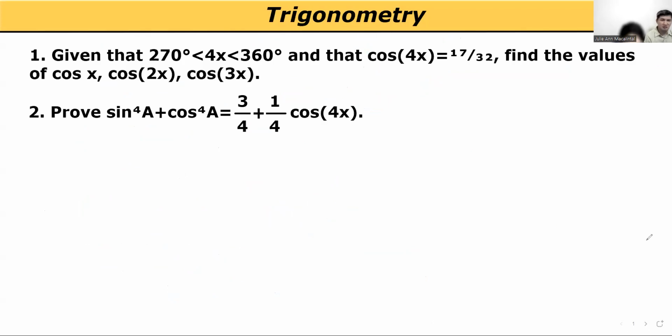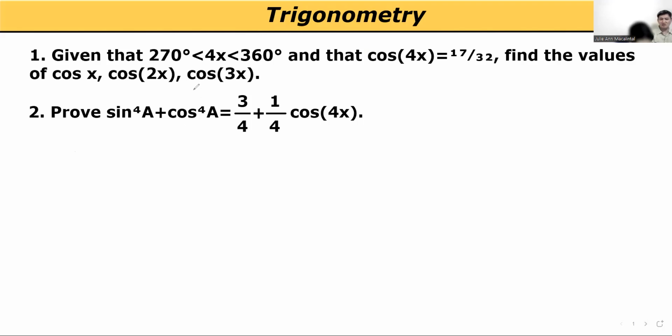So can you prove this number 2? Can you state the problem, Sarah? Prove the identity: sine a raised to the fourth power plus cosine a raised to the fourth power is equal to 3/4 plus 1/4 cosine 4a. So you will present several solutions for this.